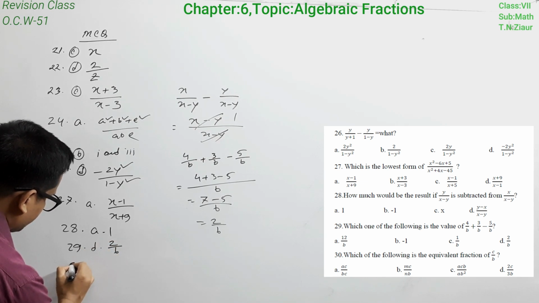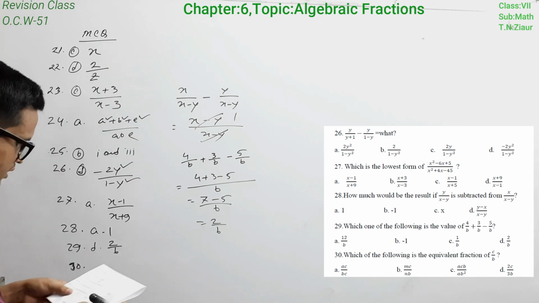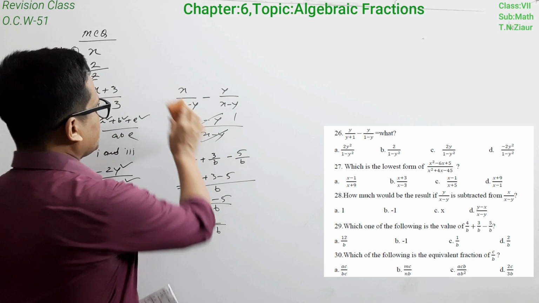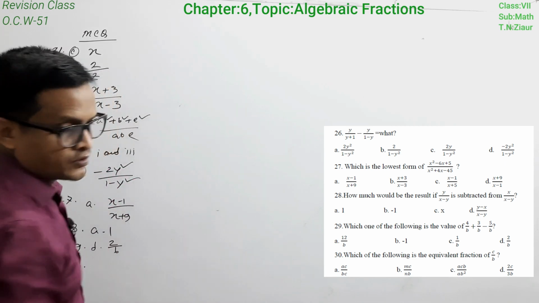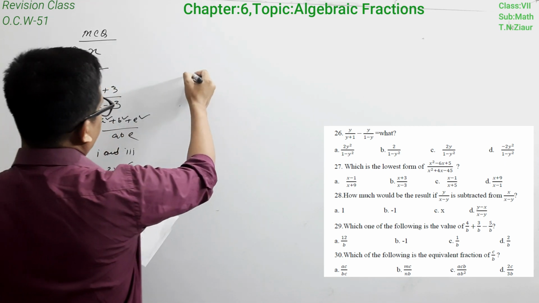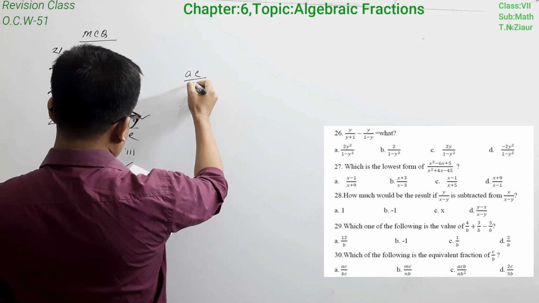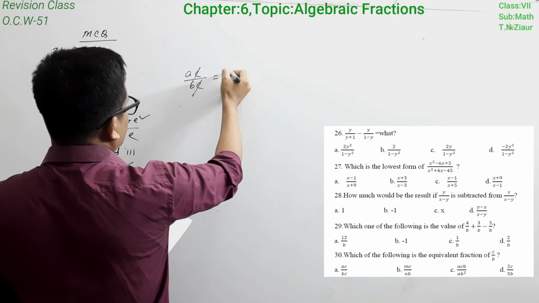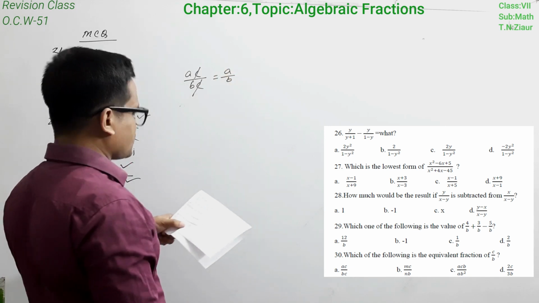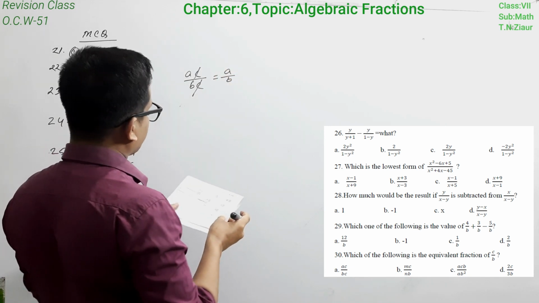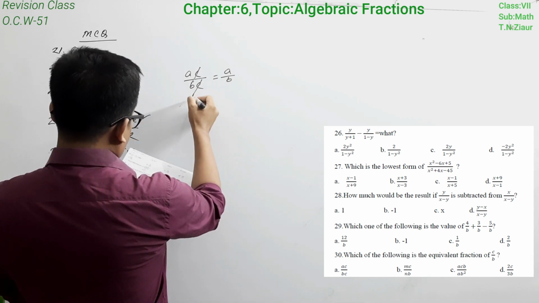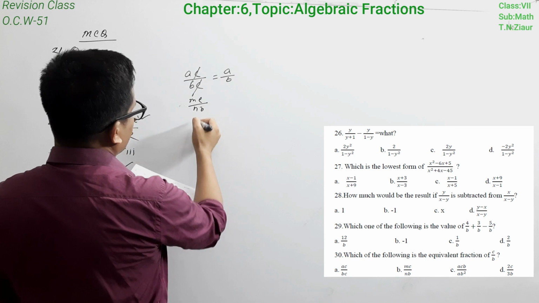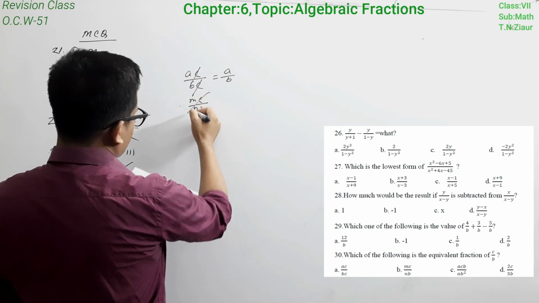Okay, now only 30 number. Which one of the following is the equivalent fraction, students? Equivalent fraction. Okay, how to find the equivalent fraction? Check the first one: AC by BC. Can you make it lowest form? If I make it lowest form, then it will be A by B. So it is not correct, right? Because here given C by B. Now the second one, can you make it lowest form? No. So it is also not correct.